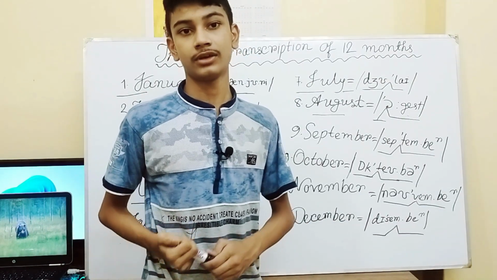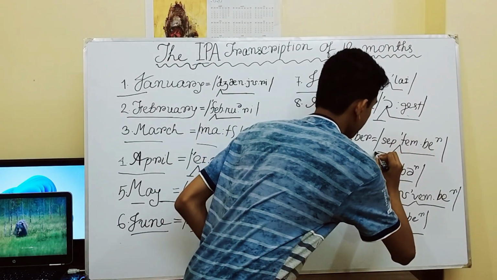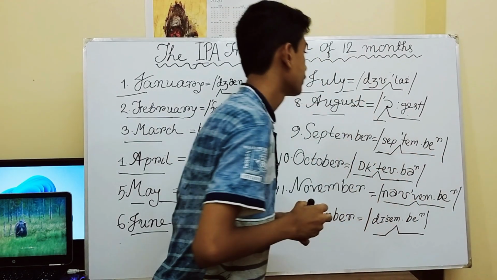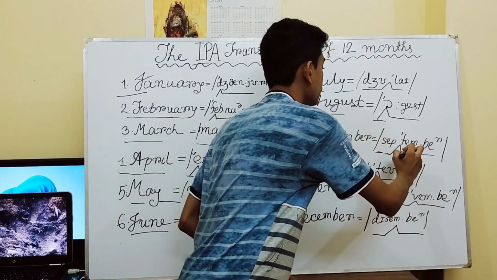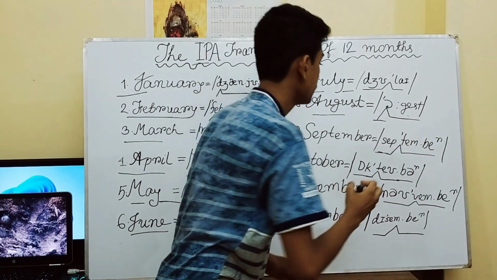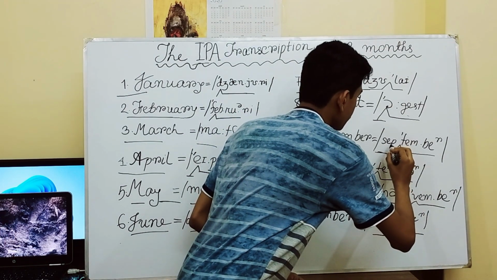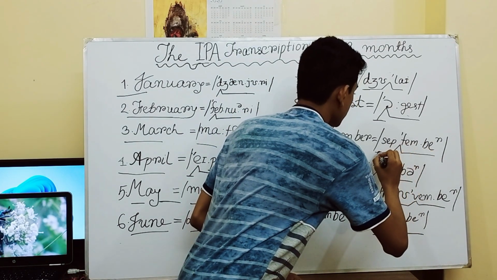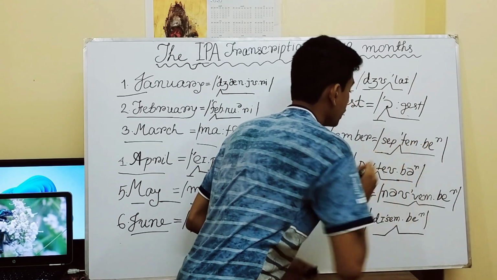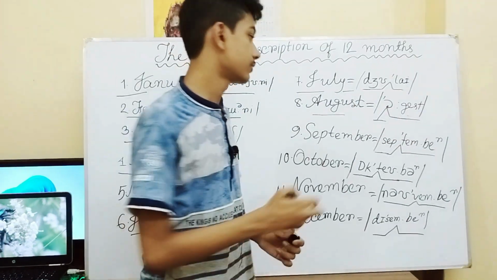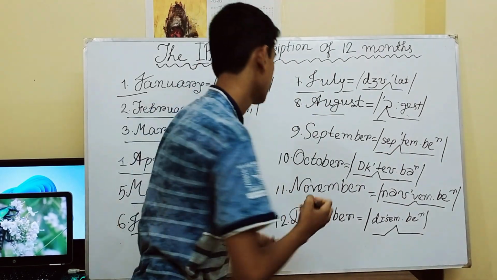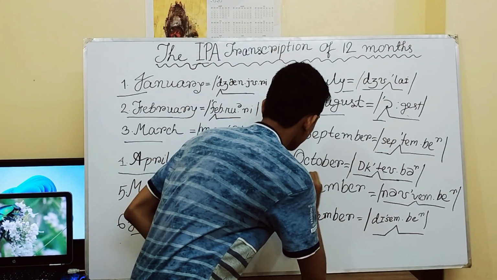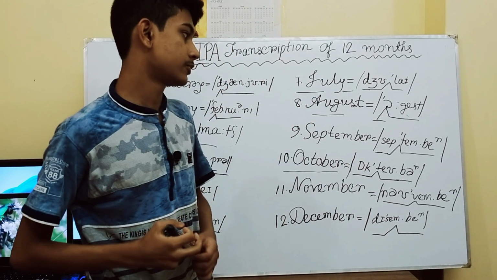September. Friends, we can also pronounce it in another way. Friends, here the transcription is September and the stress on tem. Friends, after September, October comes.